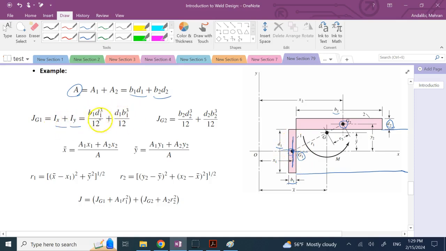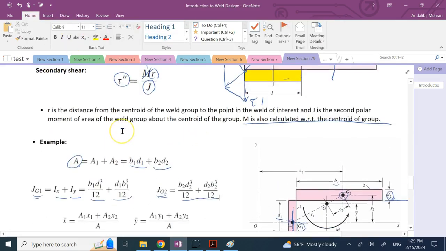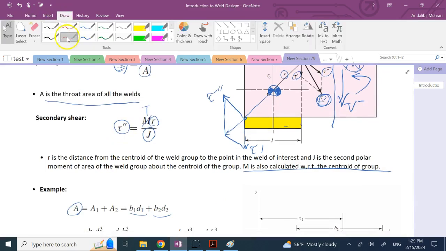And from statics, you know, they are B1 D1 cubed over 12 and D1 B1 cubed over 12. You add them together, that's J of G1. Similarly for G2, you just use B2 and D2. Okay, and then these are the J's with respect to their own centroid. But we want to remember the total J that we said has to be with respect to the centroid of all of them, centroid of the groups.